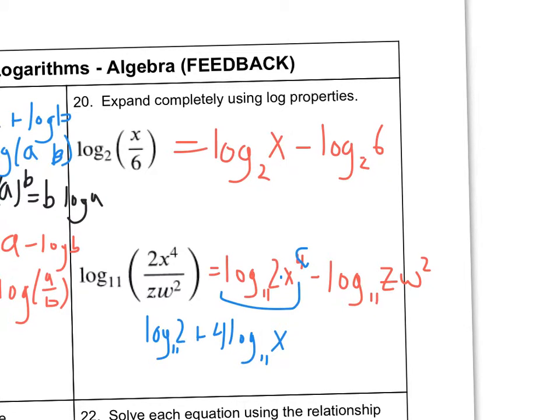For the other ones, because I've got 2 things being multiplied, it means I'm going to add these things together, but I've got to be careful. I'm going to put these in parentheses. So the 2 things being multiplied together here are going to be log base 11 of z, and then plus, I'm going to bring that power 2 down front, log base 11 of w. And at this point, you can stop. You could also distribute that negative and get minus for both of those things. That would be okay.